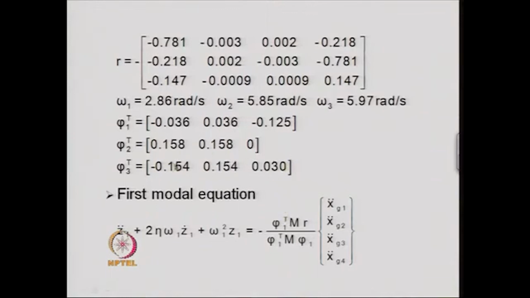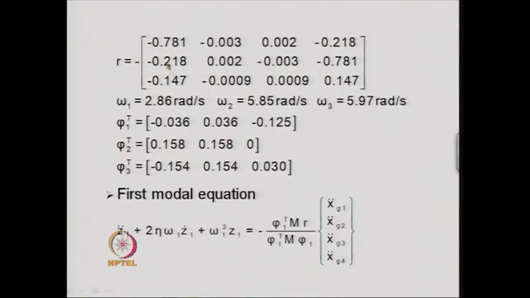So, using those mode shapes one can obtain the 3 modal equations. The first modal equation is written in this form, and here we have phi 1 t m phi 1, that is, we take the first mode shape, and here this r basically would be the first column of this R matrix.